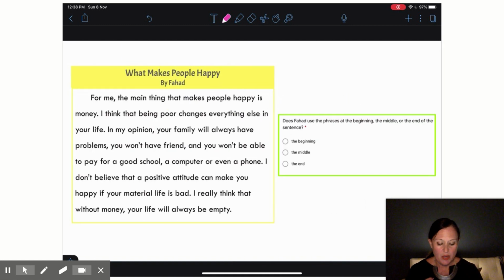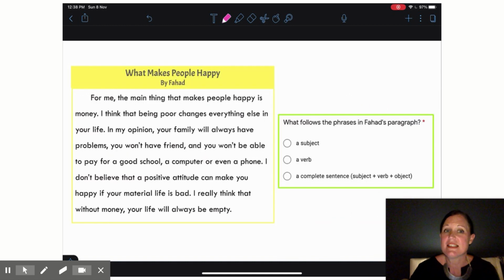So the next question is, does Fahad use the phrases at the beginning, the middle, or the end of the sentence? And he uses them at the beginning. Remember, we said most of the time, not always, but most of the time, you're going to want to use these phrases at the beginning of your statement so that I know what's coming after it is your opinion. So that's typically where you would use those. You can put it other places, but for us, for 340 right now, let's keep them at the beginning.